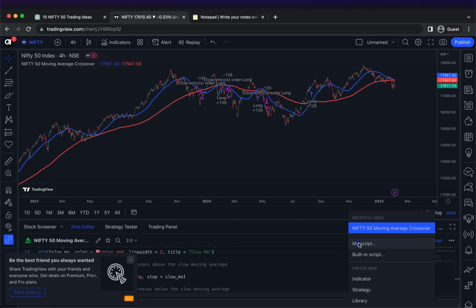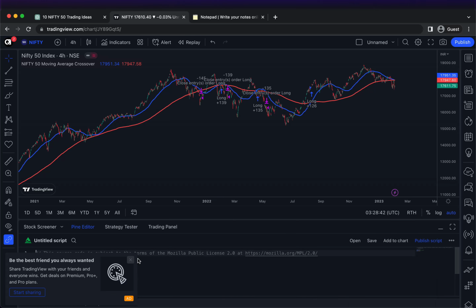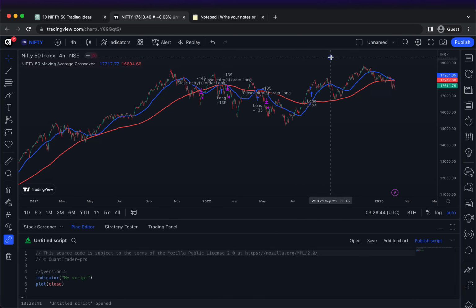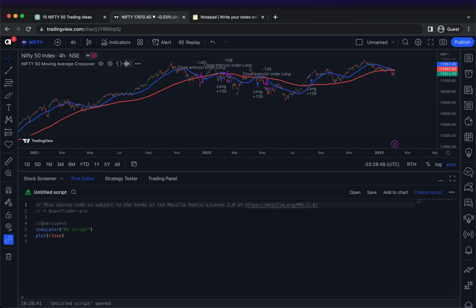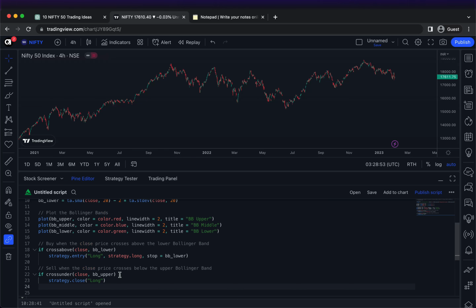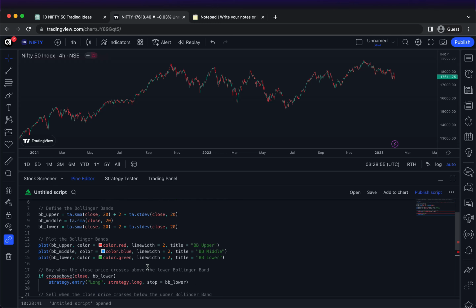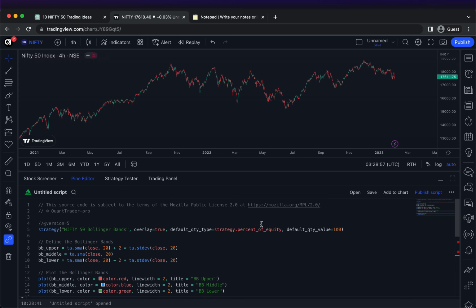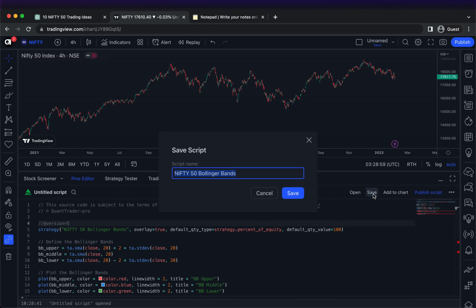So let's go to the PineScript editor. Let's create a new indicator. Let's close this. We don't need this. And let's just remove the previous one. Remove this from the editor. Copy paste. And you see again we need to do some corrections. Let's save first.